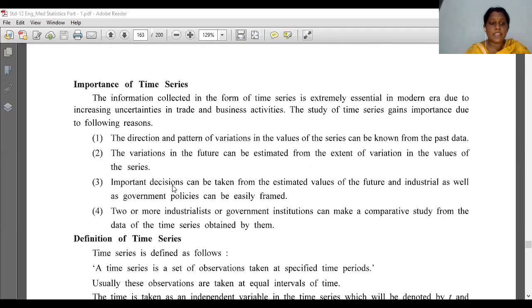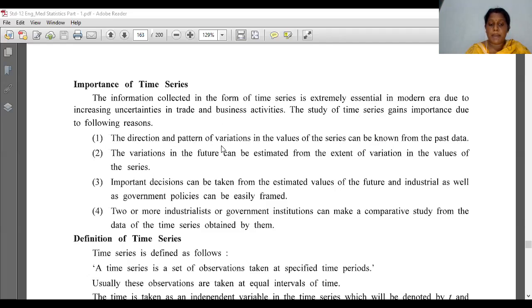Okay, now let's see the importance of a time series. Now the information collected in the form of time series is extremely essential in the modern era due to the increasing uncertainties in trade and business activities. Means whatever information we are collecting just now will be used by the next generation after 20, 30, 40, 50 years, they can use that data. Then the study of the time series gains importance due to the following reasons. Now, the first importance is that the direction and the pattern of variation in the values of the series can be known from the past data.